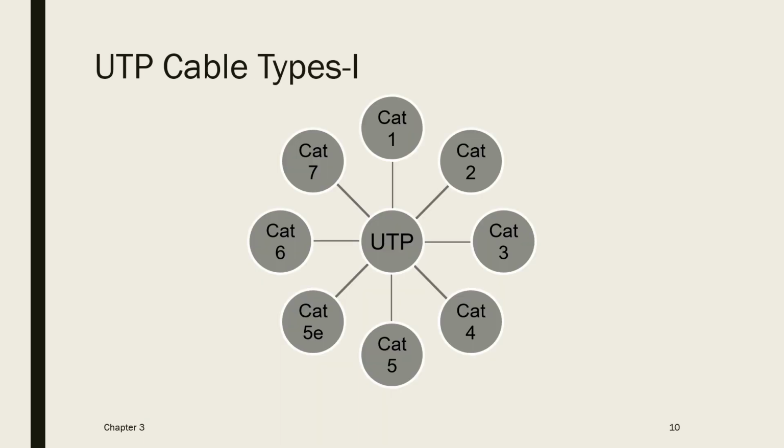There are different categories of UTP cables. For example, we call them Cat 1, Cat 2, Cat 3, Cat 4, Cat 5, Cat 5e, Cat 6, Cat 7. These are the categories. Basically, the Cat name comes from the number of twists in the cable per region. The more the twists, the higher the category.